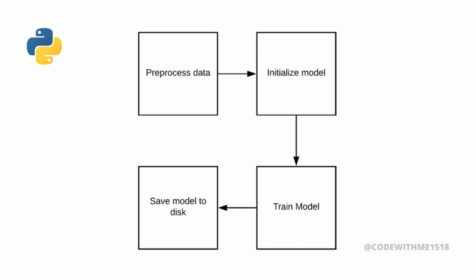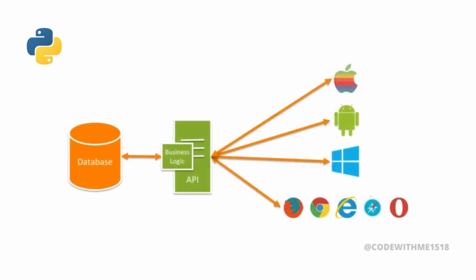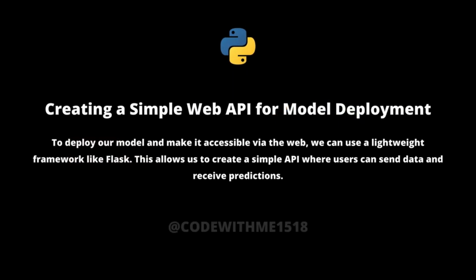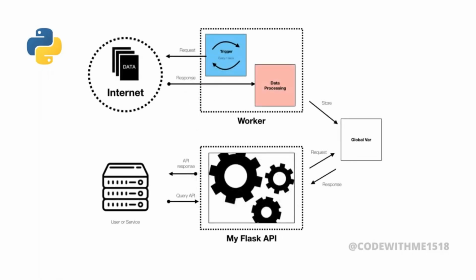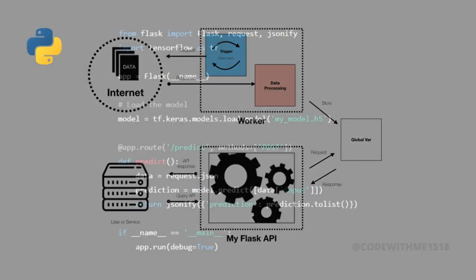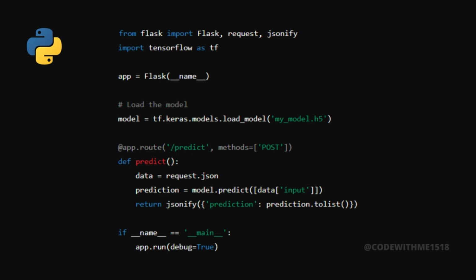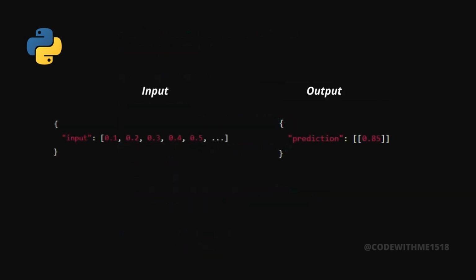But what if you want to use this model in a real-world application? Let's create a web API to serve our model predictions. To deploy our model and make it accessible via the web, we can use a lightweight framework like Flask. This allows us to create a simple API where users can send data and receive predictions. Here's how to set up a basic Flask API to serve our model. With just a few lines of code, we've created an API endpoint, predict, where users can send their input data as JSON, and the model will return predictions. You can test this API locally or deploy it to the web for others to use.